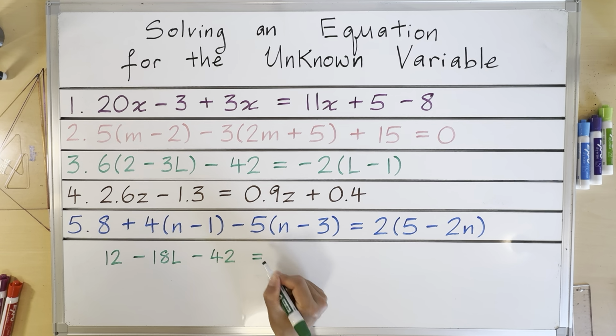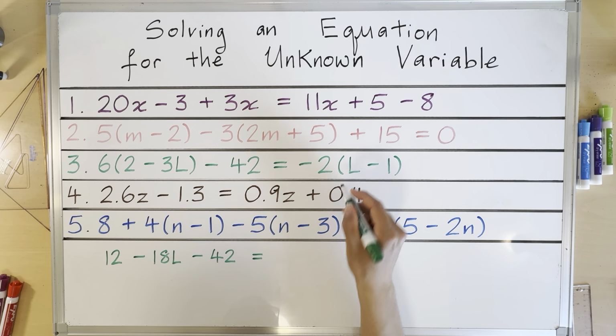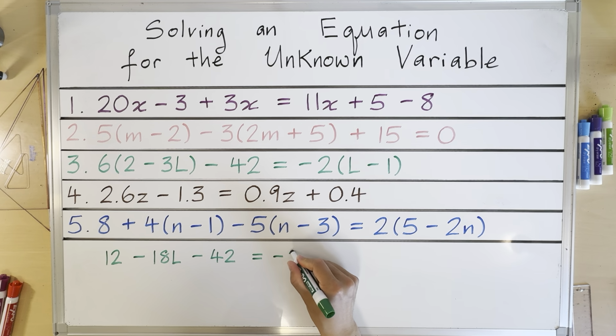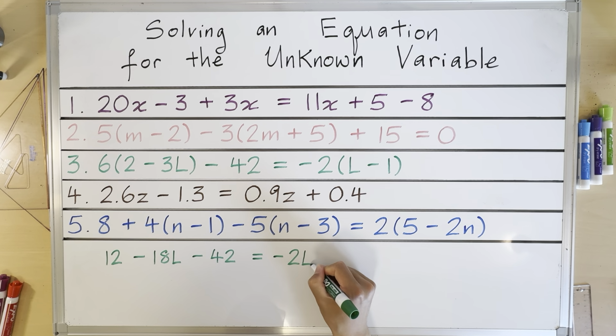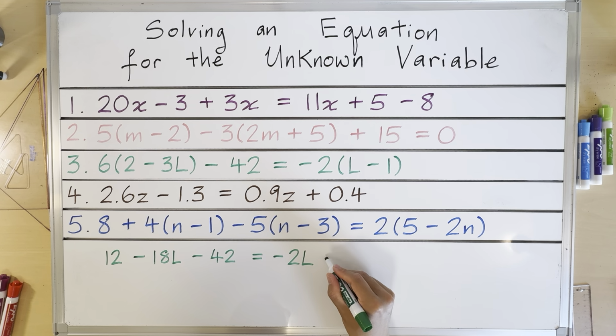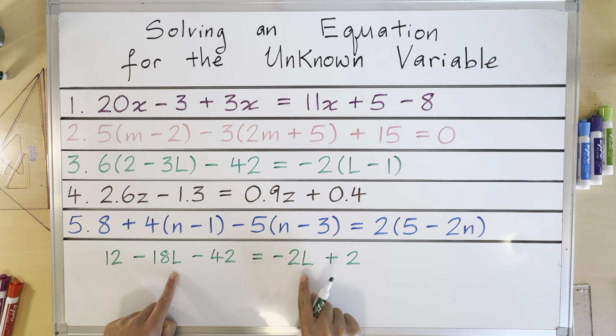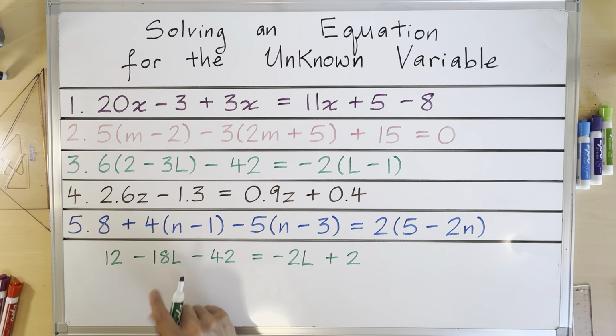Is equal to negative 2 times positive L gives us negative 2L. Negative 2 times negative 1 gives us positive 2. Now what we want to do is move and place all of the terms with the unknown variable letter L to the left side of the equal sign. So negative 18L stays here.